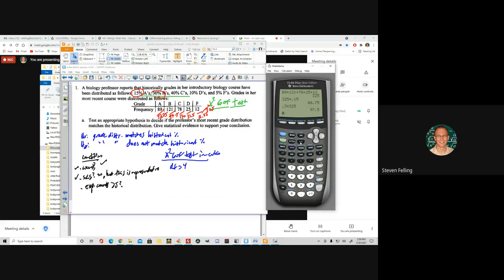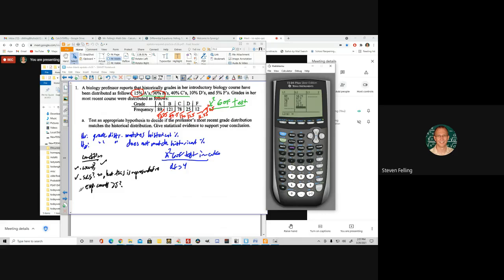So if I go to the lists, let me go ahead and clear those lists first by going memory, clear lists. And then in list 1, we're going to put the observed counts, 89, 121, 78, 25, and 12. And then right across from that, we'll put the 48.75, 97.5, 130, 32.5, and 16.25 for the expected counts.